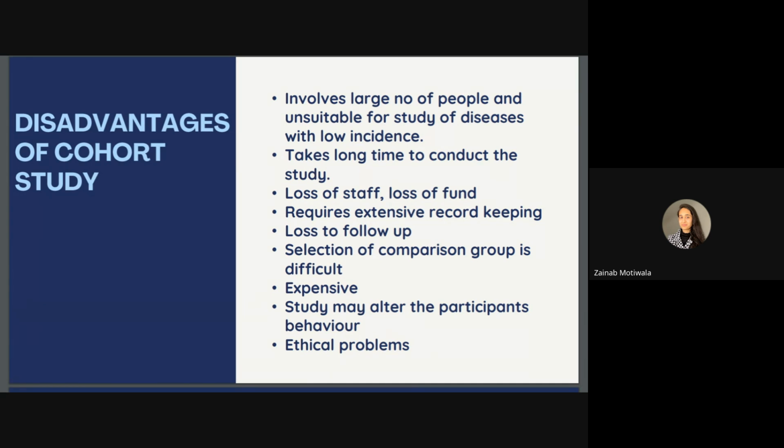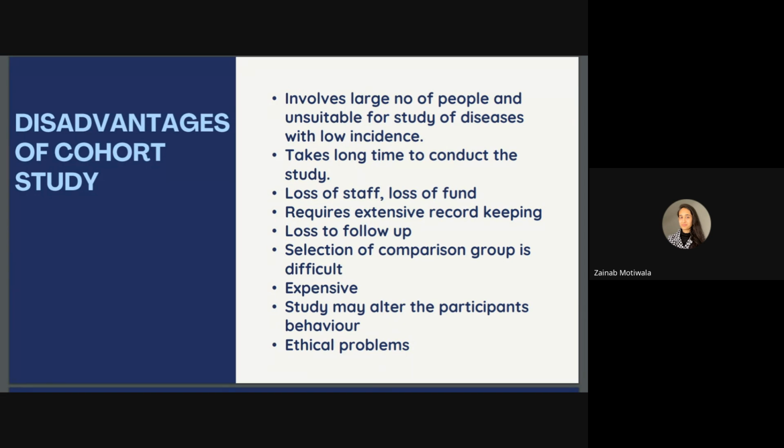Oh, wonderful. I'm so happy to see y'all responding case control. Y'all are absolutely correct. Another disadvantage of cohort study design is that it takes a lot of time to conduct the study because we're following up patients. At the same time, since we're following up, we need to keep extensive records of these patients, and loss to follow up is very easy in this particular case. Sometimes selection of the comparison group also becomes very difficult because we need to keep in mind confounding factors.